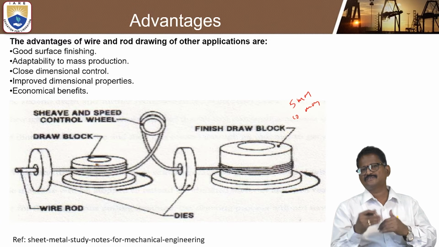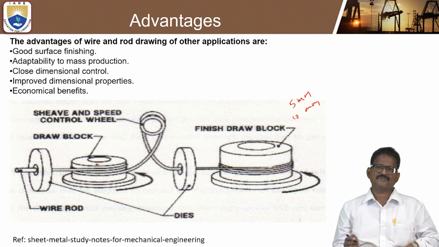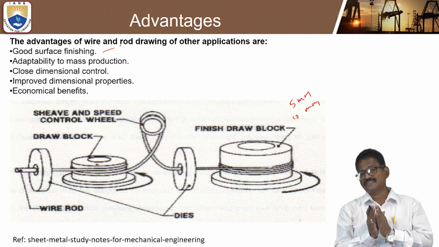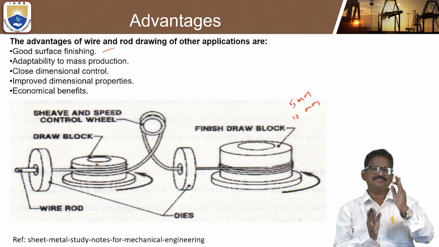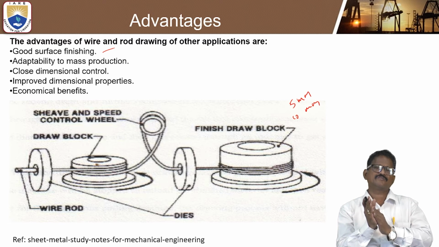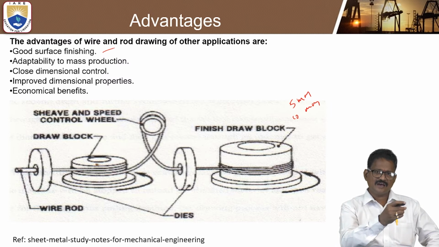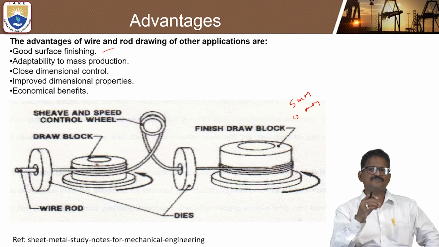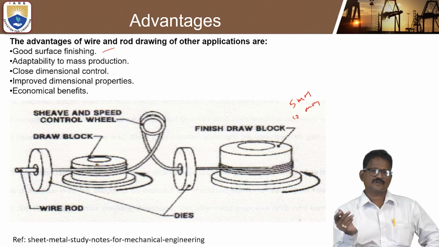Based on the different applications, first and foremost, for any wire drawing process, finally we can achieve a good surface finish. Before starting, the raw material should be clean. Even the die parts also should be cleaned effectively, so that there is no need for further finishing. Whatever is drawn from the sheave or speed control wheel, the final finish can be obtained with the exact diameter and a smooth finish.